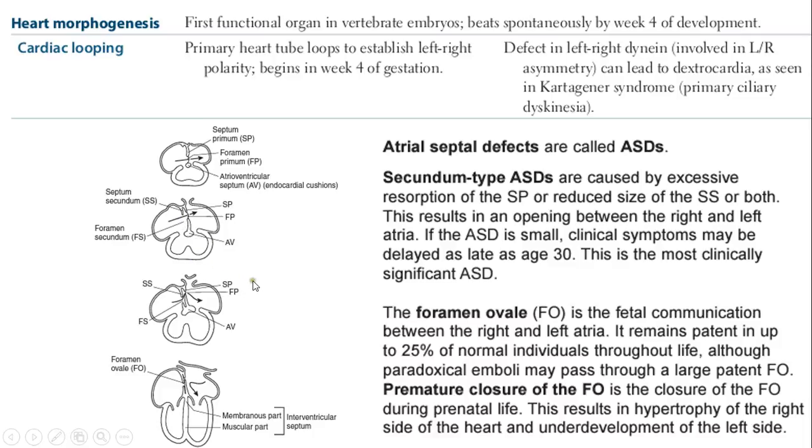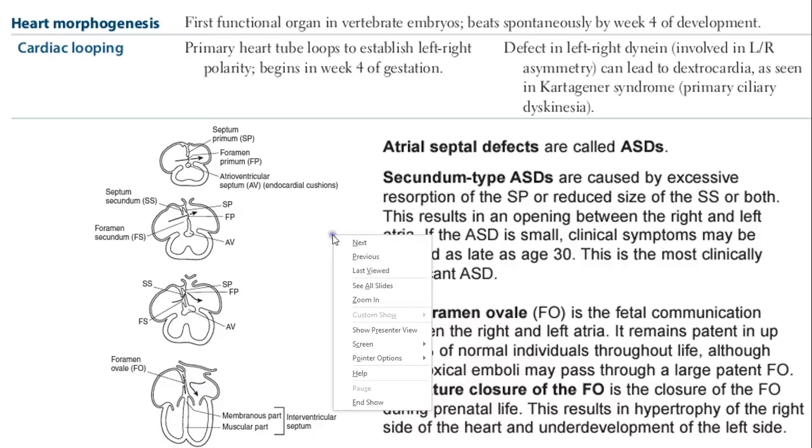So the foramen ovale is a little hole that allows communication between the right and left atria. So up here in your atria, there's this little hole here, the foramen ovale. See that little hole? And that remains open in 25% of individuals throughout life, although paradoxical emboli. So when I say paradoxical emboli, let me explain really quick what I mean by that. Let me go to a screen here.